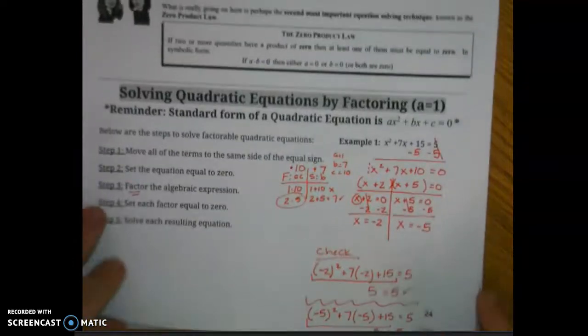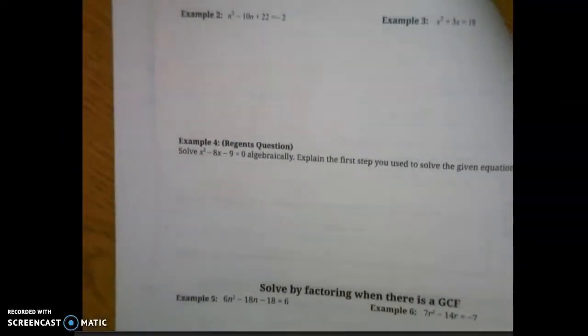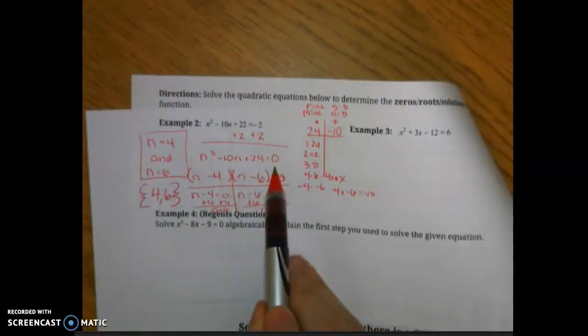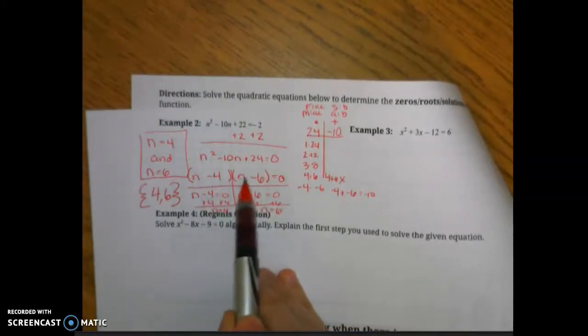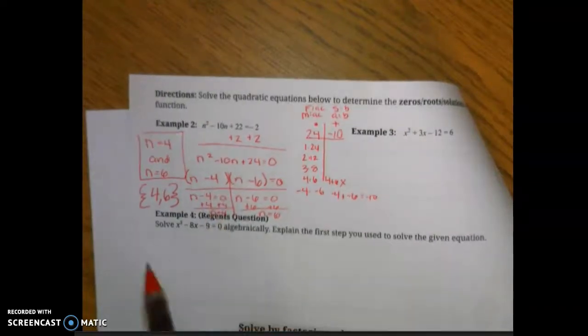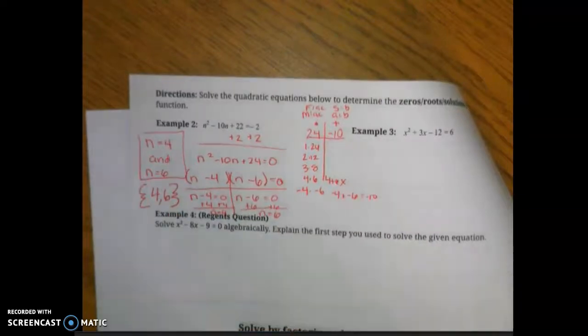Okay, so what I want you to do is turn the page and try example 2. I'm going to pause the video, and when you're done, unpause and check your answer. Okay, here we go. I got the equation set equal to 0 to get this trinomial. I factored the trinomial into n minus 4 and n minus 6. So when I solved the two one-step equations, I got n equals 4 and n equals 6. So I wrote that answer over here.